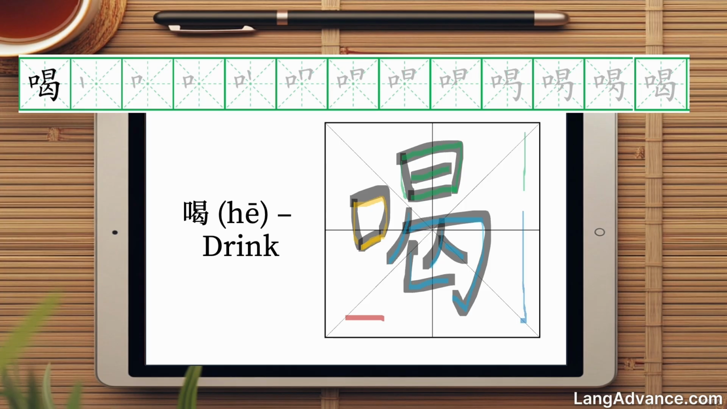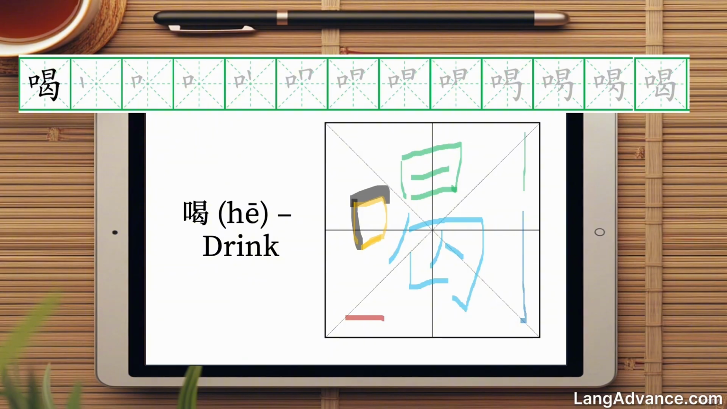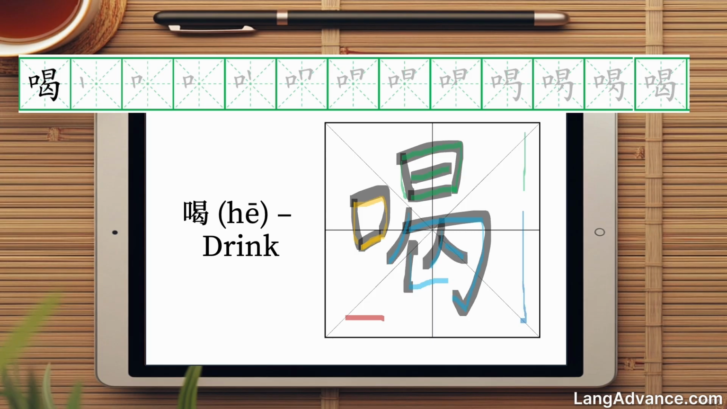Let's see it in action. We have the 口, and then we have the top part, and we have this final part. Awesome.